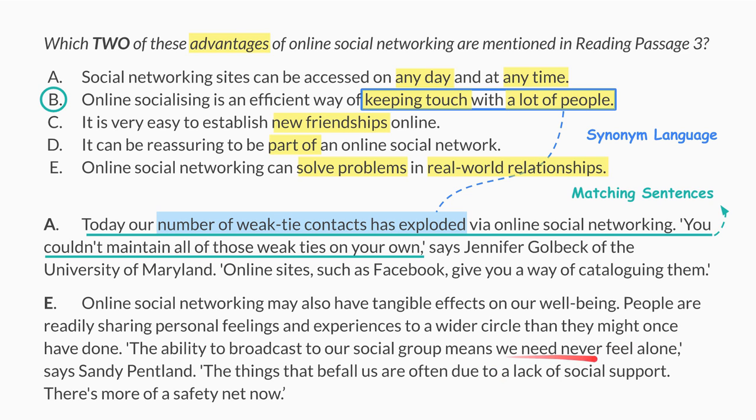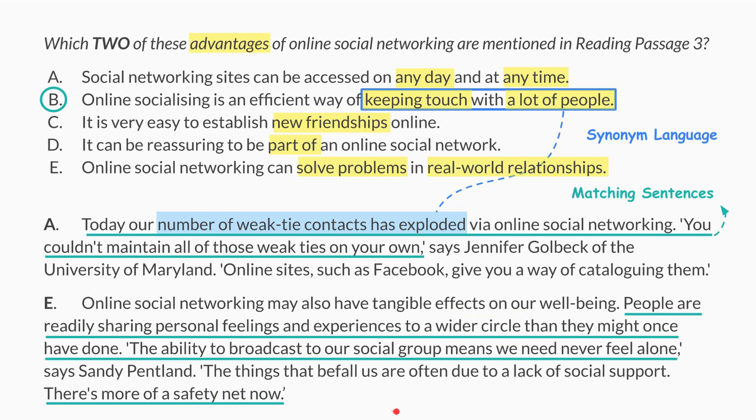Here it says, we need never feel alone. That's an advantage. Here it says, there's more of a safety net now. We feel safer. That is also an advantage. So here it talks about a bunch of different advantages. So now that I have located this area, here is my matching sentence. I know that I'm going to find my correct answer choice somewhere around here. So now I'm going to start to look for the specific keywords from the answer choices.